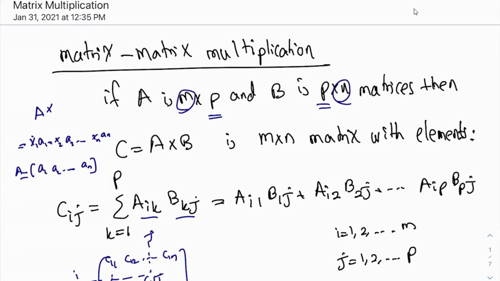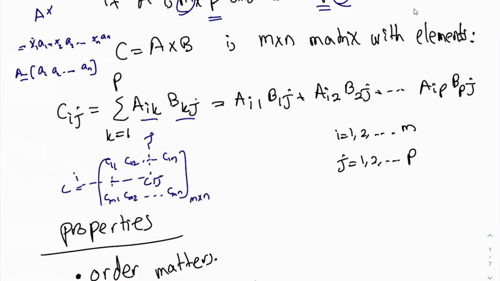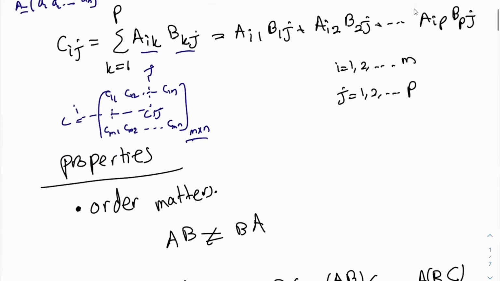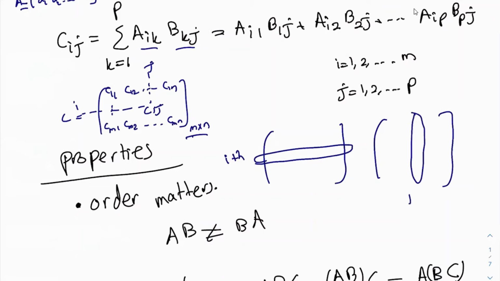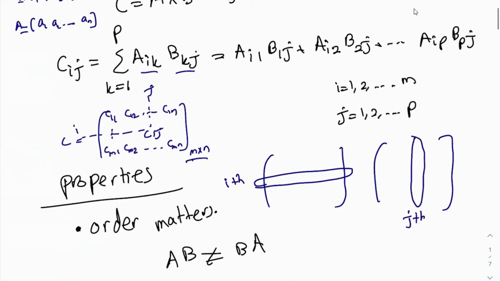So here's the setup. I have a matrix A with m rows and p columns, which is m by p. Matrix B has p rows and n columns, which is p by n. When you multiply them together, you get the m by n matrix C, and the elements are defined as Cij. Now, what is Cij? Cij is calculated using the ith row of A and the jth column of B, and that's what this expression says.